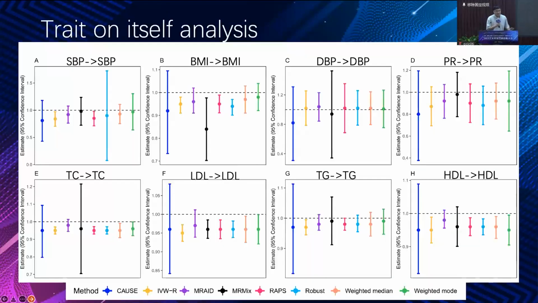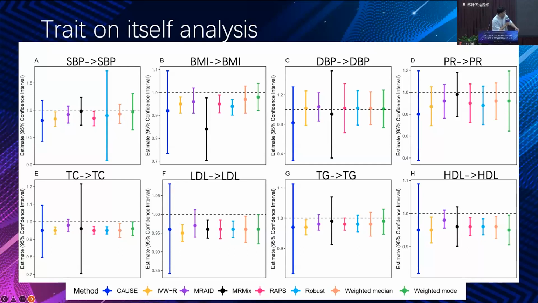So here are the results. For these 8 trait-on-itself analyses, from this figure we can see that MRAID, the purple color, gives an unbiased estimate for these 8 traits, and the confidence interval covers the true value 1. Another method that also covers the true value is the CAUSE method, the blue color. But the confidence interval for CAUSE is quite large. This may be because CAUSE uses non-likelihood-based inference.